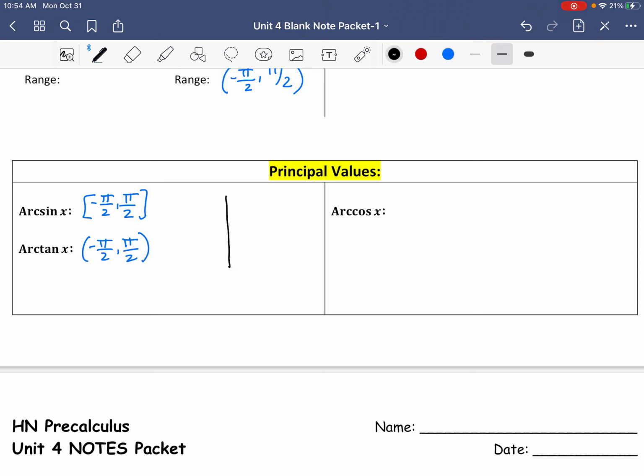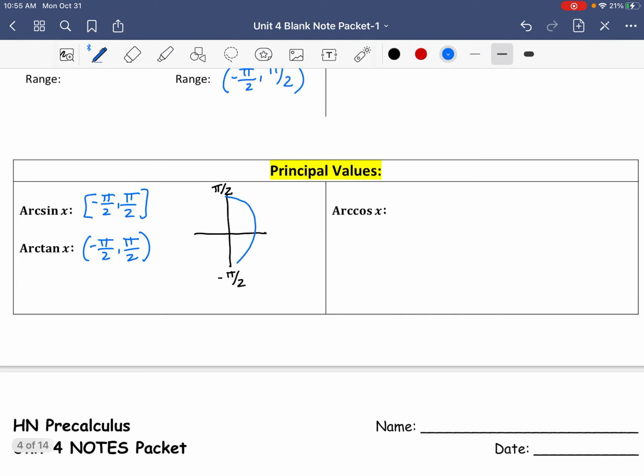What does that look like on the axis? Remember, our answers are angles. Here's negative pi over 2. Here's positive pi over 2. It's going to look like this in those two quadrants. Arc cosine, our range from up top, is 0 to pi. So what does that look like? Here's 0. Here's pi.